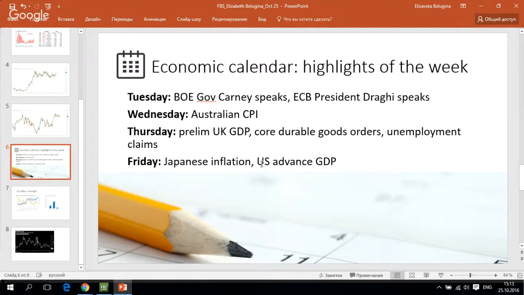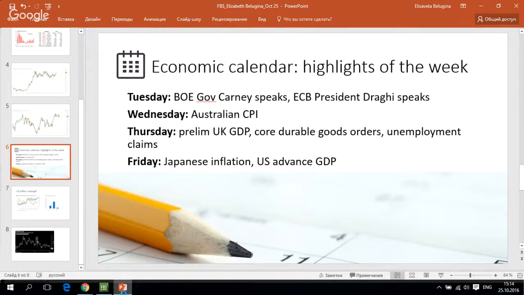Other important events include speeches of the Bank of England's Governor Mark Carney and the ECB President Mario Draghi. These speeches will take place today, and I think that they will have an impact on the currency market, so I recommend you watch these statements. On Wednesday, we'll have Australian consumer prices. On Thursday, the UK will release the first estimate of its GDP for the third quarter. And on Friday, apart from US advanced GDP, we'll have Japanese inflation data.